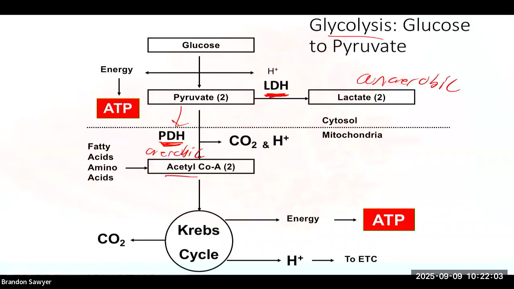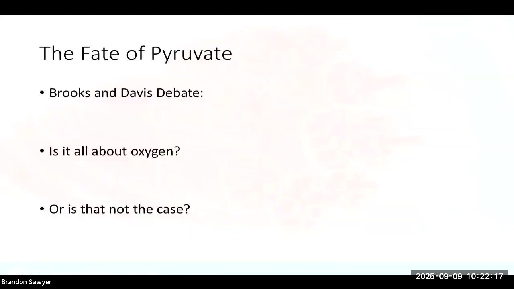That's definitely true if we put a cell in a petri dish and give it oxygen. It's going to go through PDH. If we don't give it oxygen, it's going to go through LDH. That's how those conclusions were made. But this debate happened such a long time ago that it is pretty shocking that it's still this way in the textbook. This whole Brooks and Davis debate is something you can look up. It was happening really in the 90s, and George Brooks is still a UC Berkeley professor who studied this stuff.